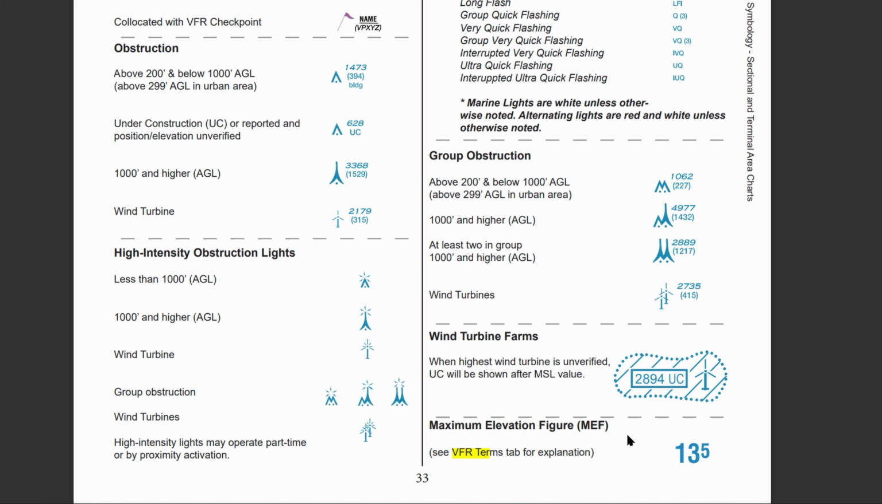Maximum elevation figure, MEF, is essentially the tallest figure within a given location. Sometimes the sectional charts aren't going to list everything, and that's just to keep things simplified, so it'll just list the tallest thing in the area.